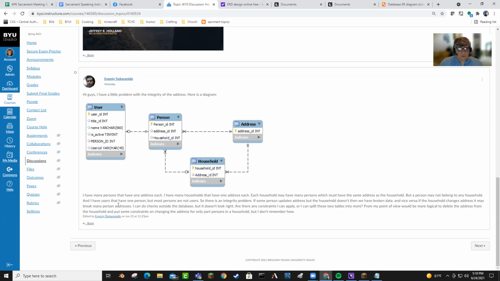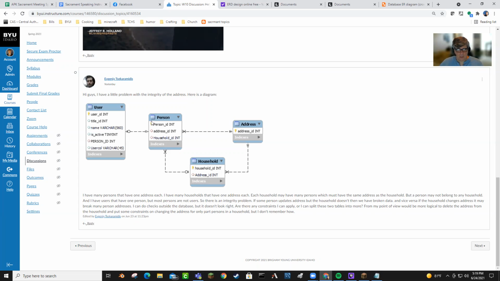You have users that have one person, but most people are not users. So the integrity problem comes down with the address table with a concern for the student here. If someone updates the address, but the household doesn't, then we have broken data. So what they're saying is, if someone updates the address here, how do we make sure it doesn't break the people in the household, to make sure the address stays the same? So I took a look at this, and these are the changes. Now I'm not saying these are right or wrong. This is what I would do looking at this.